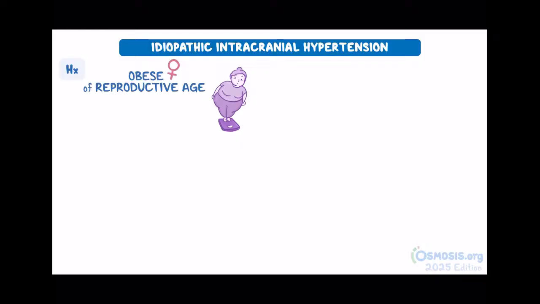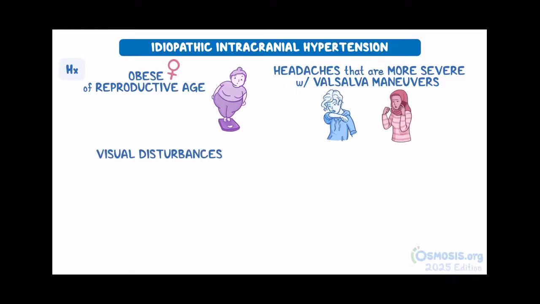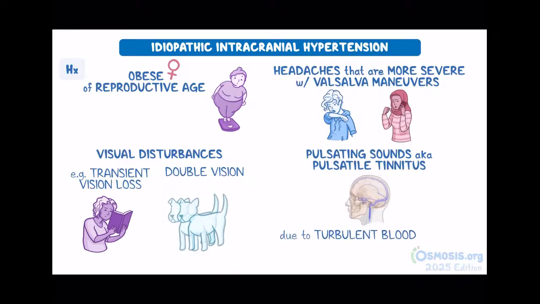Finally, let's focus on idiopathic intracranial hypertension, which is typically seen in obese biological females of reproductive age. The patient reports headaches that are more severe with Valsalva maneuvers, such as sneezing or coughing. Additionally, they report episodes of visual disturbances, such as transient vision loss or double vision. In some cases, a patient might mention hearing pulsating sounds, known as pulsatile tinnitus, which occurs due to turbulent blood flow in narrowed transverse and sigmoid venous sinuses.